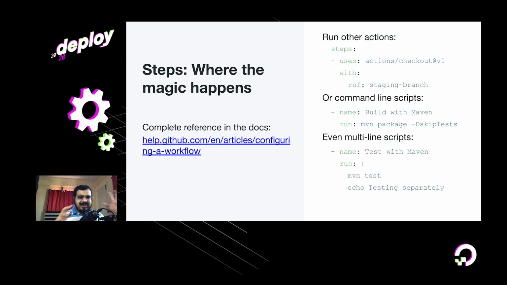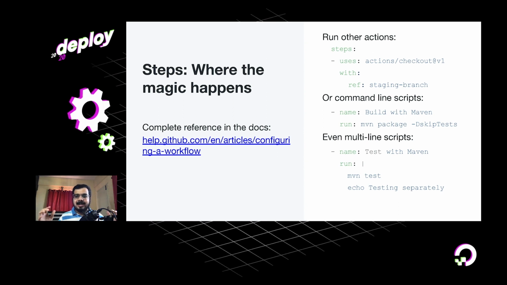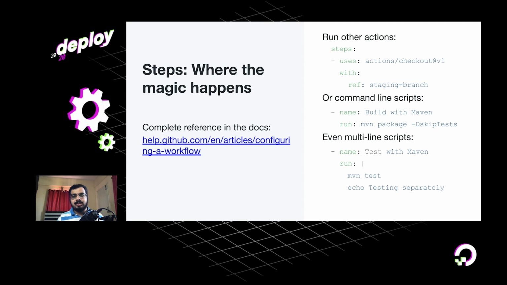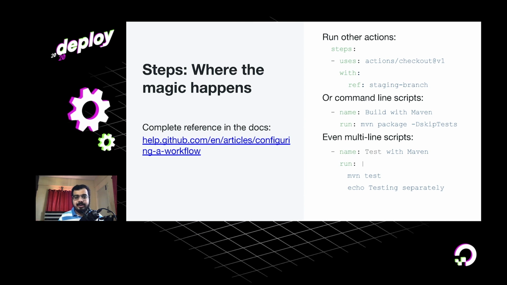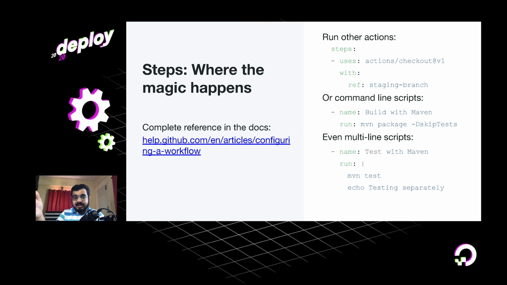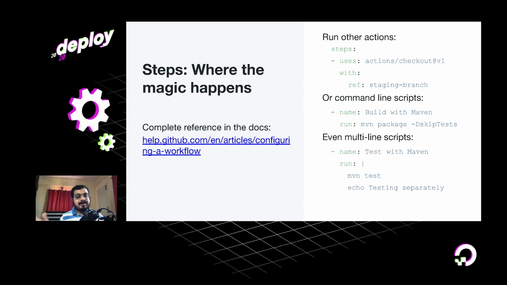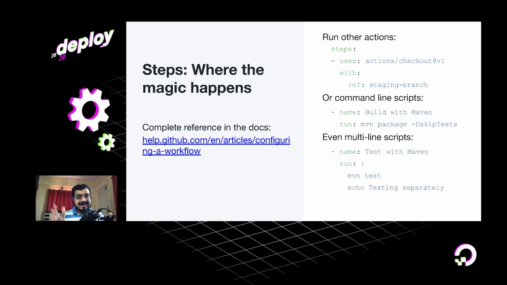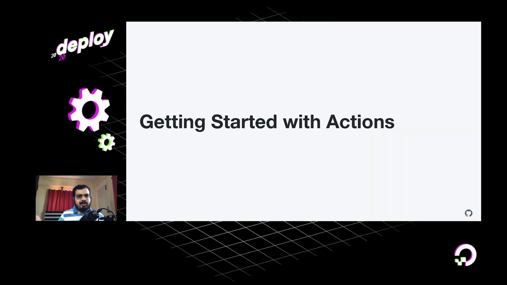And steps is where all the magic within actions happens, because they are the heavy lifters of what happens in your workflow. And steps can run other actions. So these can be things like checkout, or, as we saw in the previous example, any other action, you can use it from the marketplace, community built, etc. Or even you can use your own action that you built. It can even run command line scripts or even multi-line scripts, all within the workflow step itself. How cool is that?